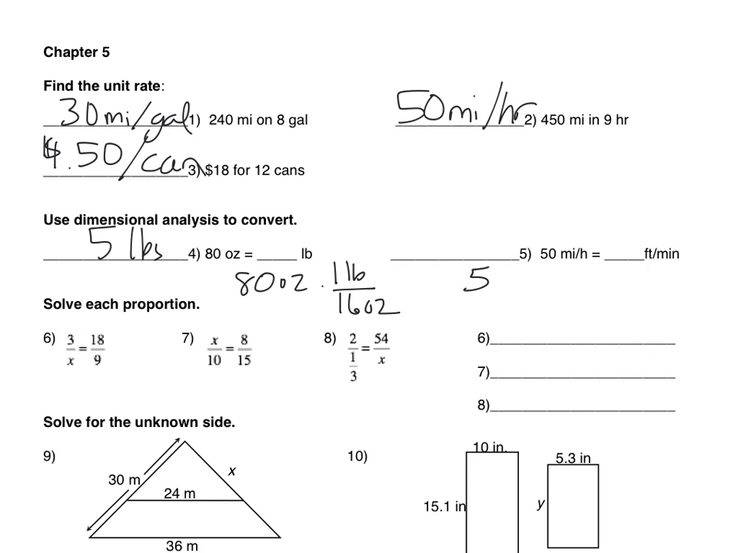We're going to start with 50 miles per hour. And we're going to need to get to minutes and feet. So I'm going to start with minutes first. I'm going to put 1 hour on top so that my hours cancel out. And I know that 1 hour is equal to 60 minutes. Then I'm going to use the conversion rate that I know for miles. And I'm going to make sure that 1 mile is on the bottom so that I can cancel it out.